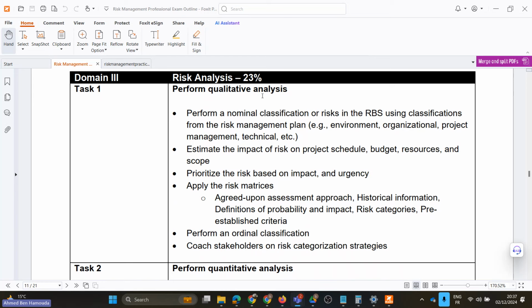Okay, and then as part of the qualitative analysis. And by the way, guys, for the artificial intelligence, I'm quite sure that in the next few years, PMI will help us understand better and more how to involve the AI in managing the risks, analyzing the risks, identifying risks. Because once technology is involved, it will help humans, because humans sometimes forget about identifying risks.